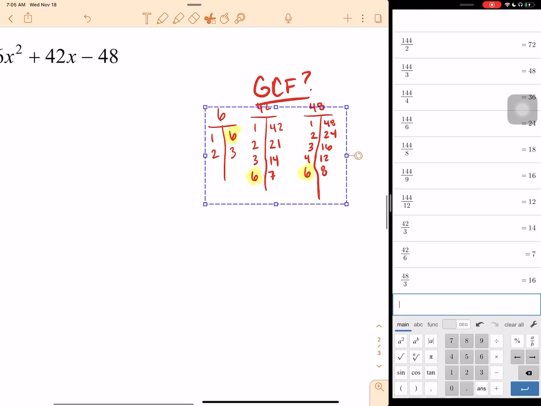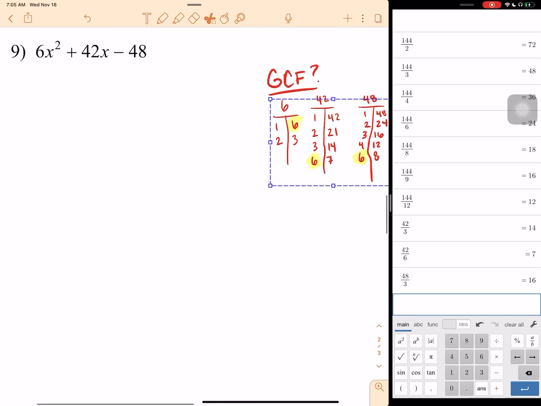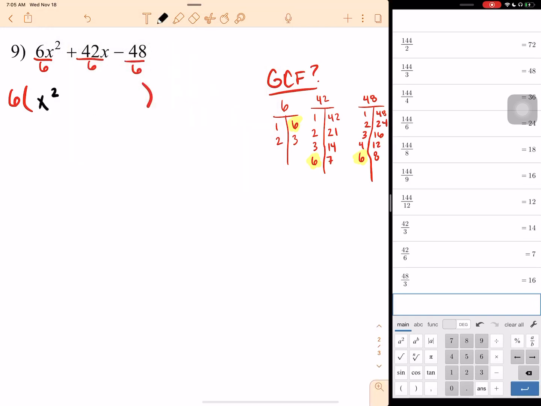Okay? So in order to do that, we know it's going to be 6 times whatever's left. If I factor it out, that means I have to divide each term by it to see what's left inside. So 6x squared divided by 6 is just 1x squared. 42x divided by 6, 7x. 48 divided by 6, negative 8. Okay? So now we just factor what is left inside.